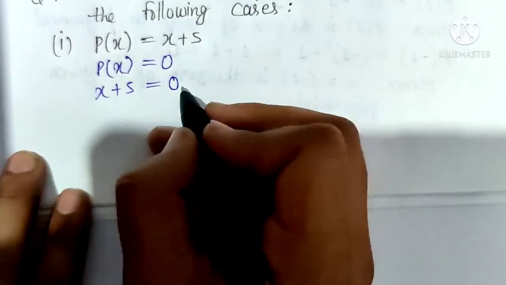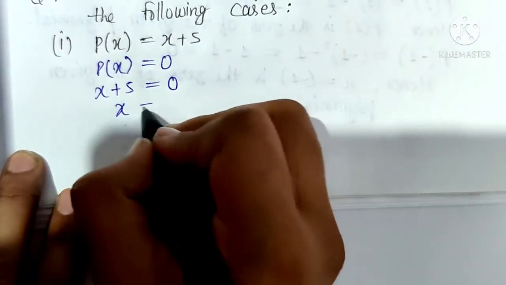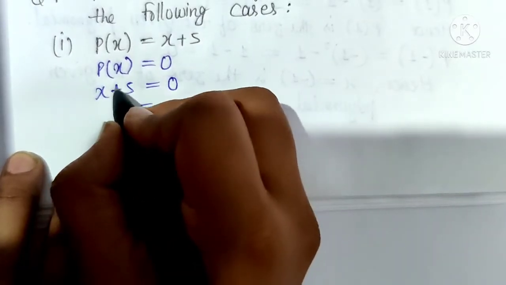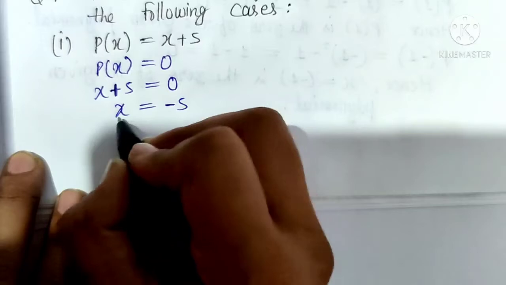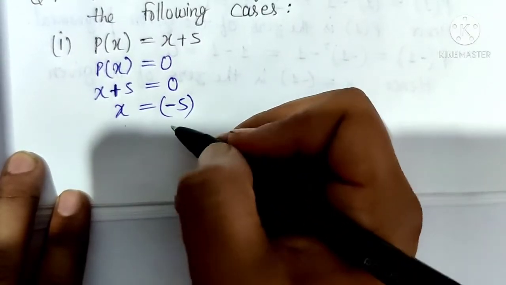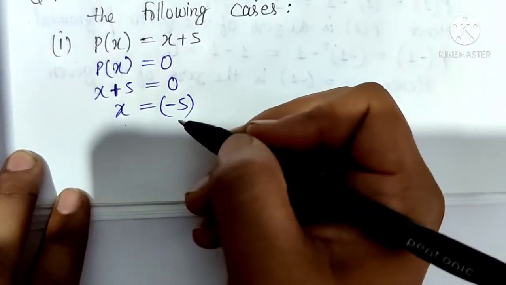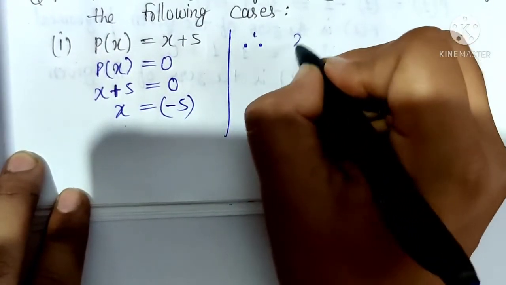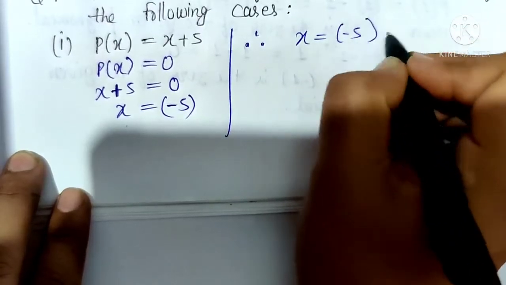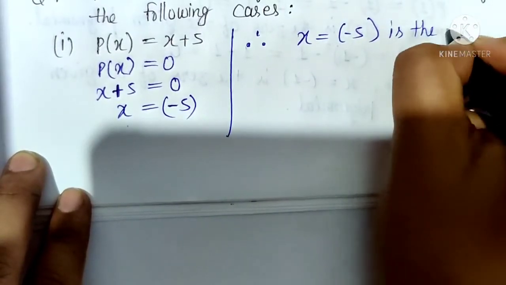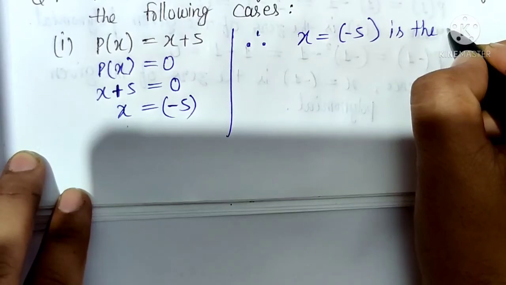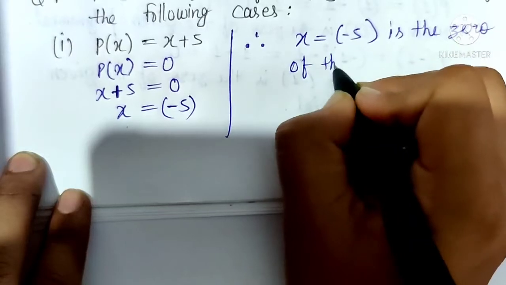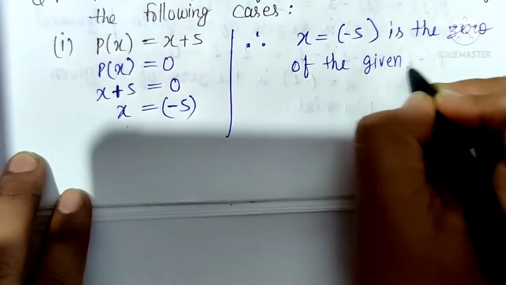Now when x plus 5 equals 0, we will keep x here only and take this 5 to the right hand side. Right now it is plus, so it will become minus 5. So the x value is coming minus 5. Therefore, x equals minus 5 is the 0 of the given polynomial.